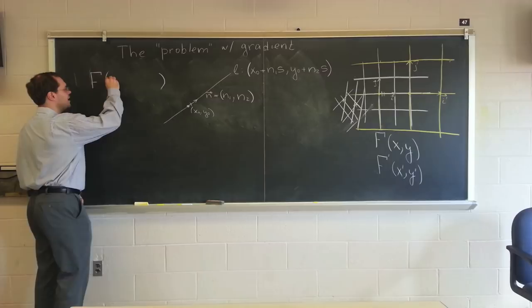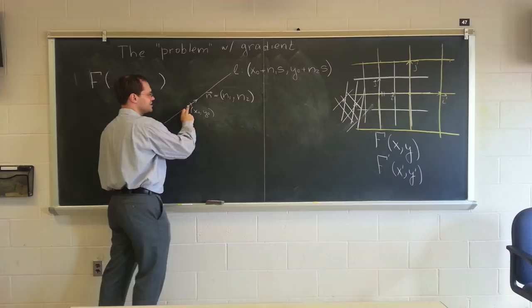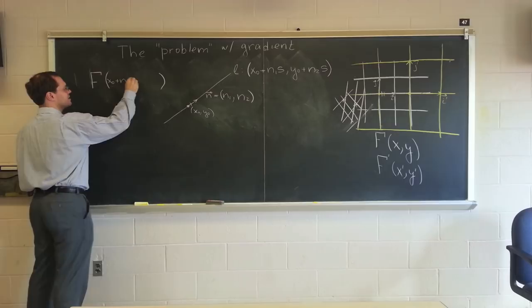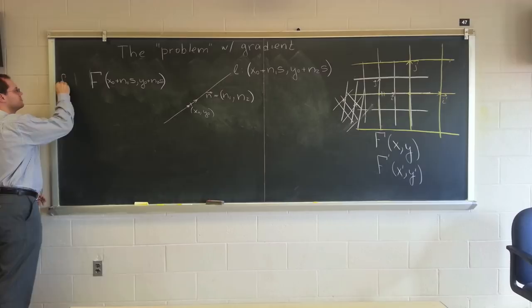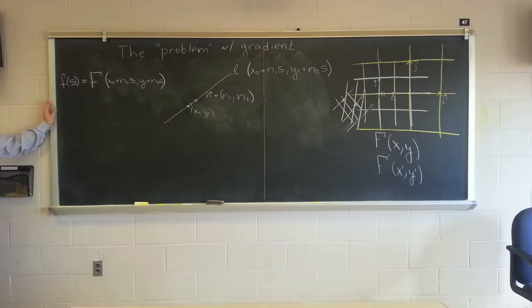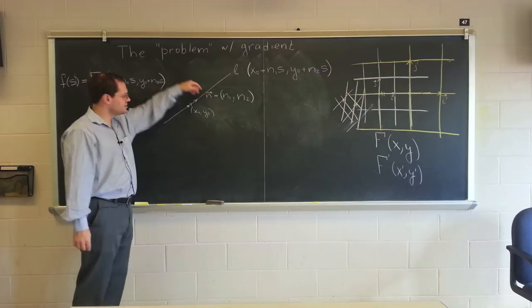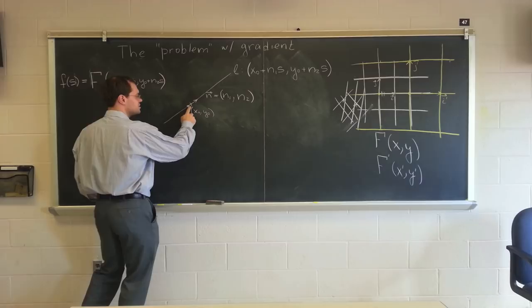So our function, as we go away from this point of interest in this direction, can be written as f of x0 plus n1 s, comma, y0 plus n2 s. And that forms a new function. I forget what notation I use in my textbook, but we can call this f of s. And the directional derivative would then simply be df/ds, because that's the rate of change of this function in this direction, characterized by the distance. So the directional derivative in this direction equals simply f prime of s.